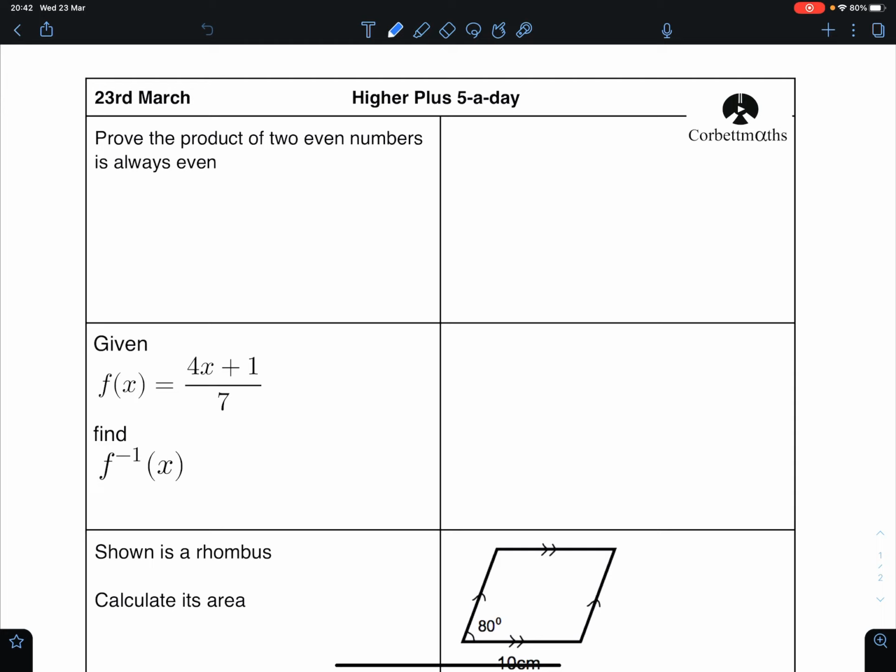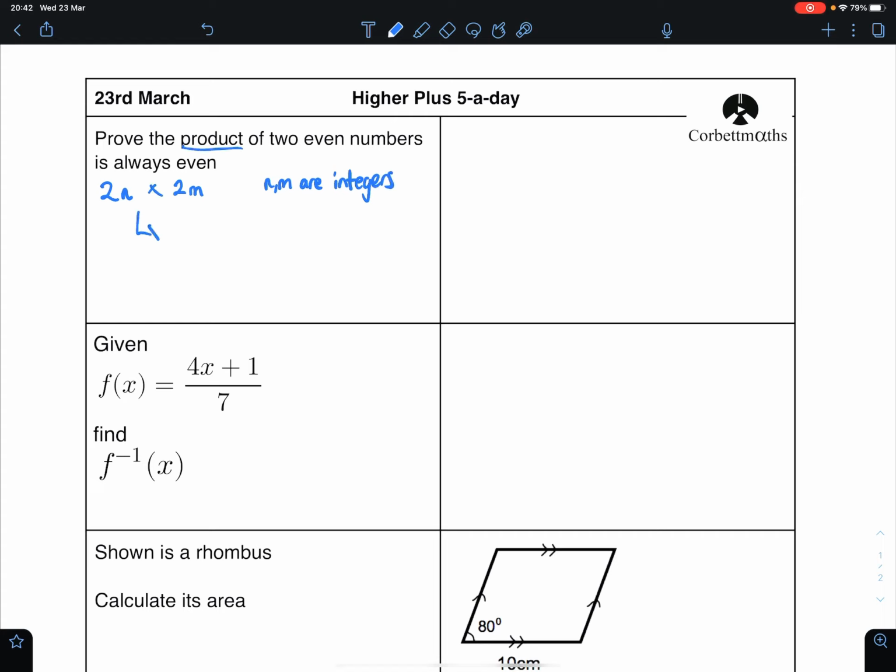So let's go. Prove that the product of two even numbers is always even. Okay, so how do we represent an even number? Well, we can represent one even number as, say, 2 times n. And we can represent another even number as, say, 2 times m. So this is specifically where n and m are integers. And it's as a product, so we are multiplying them.